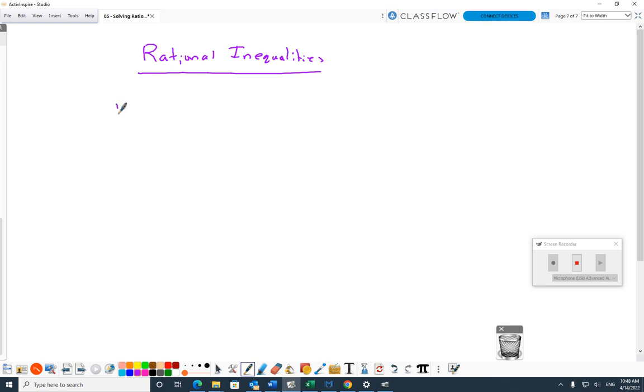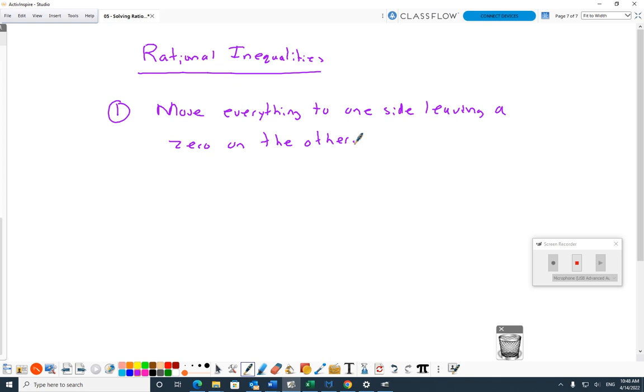1. Move everything to one side, leaving a 0 on the other. That is not a new idea. We've been doing that a lot in the last couple of chapters, making sure we get a 0 on one side. 2. This is the big one. Use common denominator to combine the pieces.